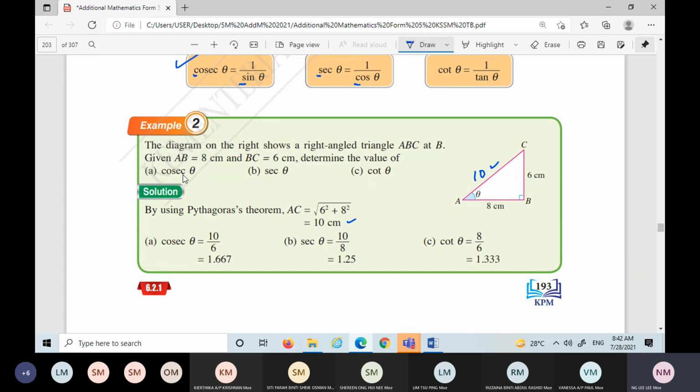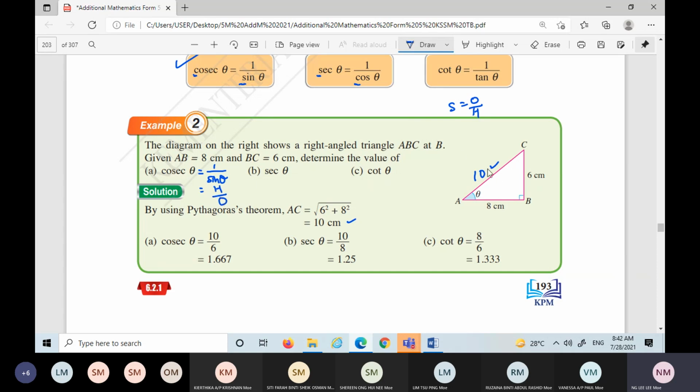Okay, so what is cosecant? Cosecant is equal to 1 over sine theta. So what is sine theta? Sine theta is O over H. Therefore, 1 over sine theta is the reciprocal, so it's H over O.